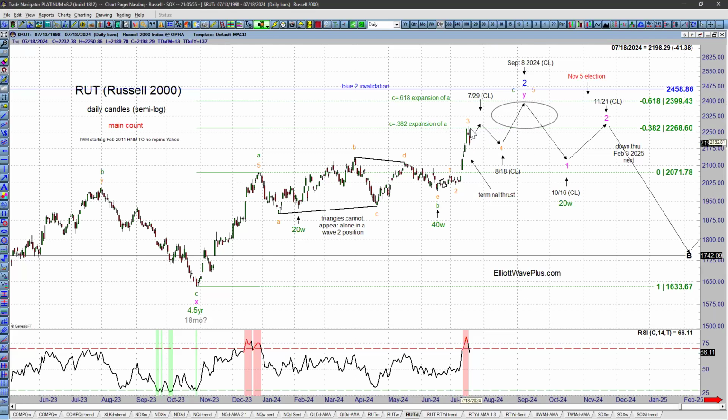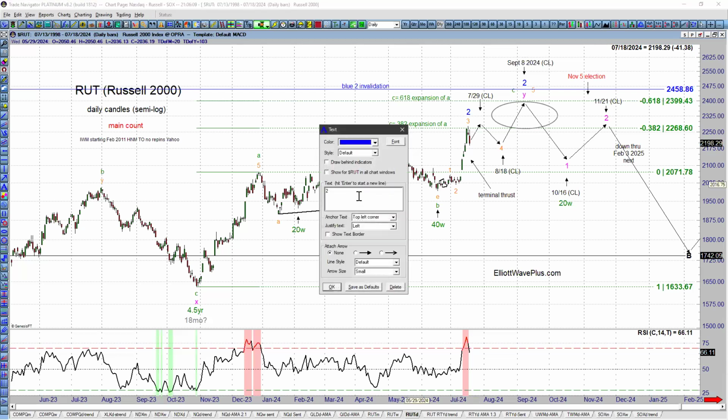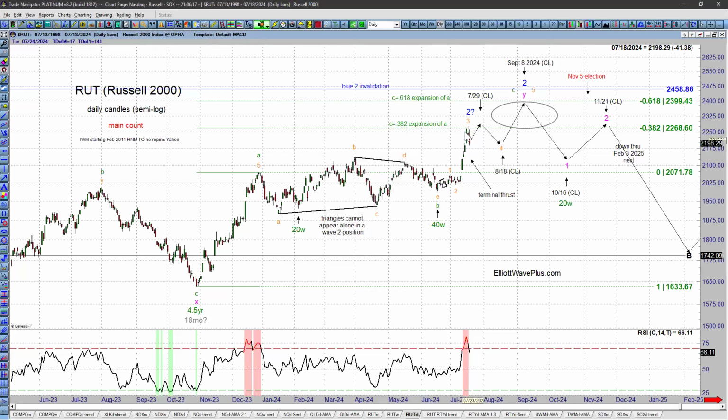I don't know. Is it possible that that was all she wrote on the Russell and that's it? I'm going to go ahead and put a two question mark there because it is possible. And here's why it's possible. Because when you have a triangle and you get a thrust out of the triangle, the thrust is typically very aggressive until it's finished. And you can see the last couple of days have been very weak here. So it's possible that that's it also.